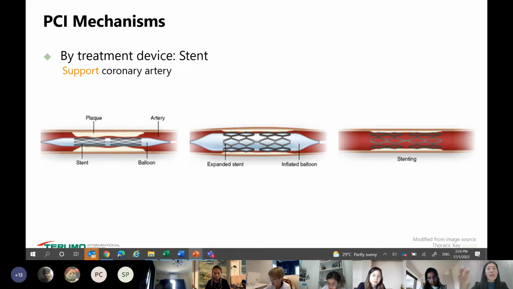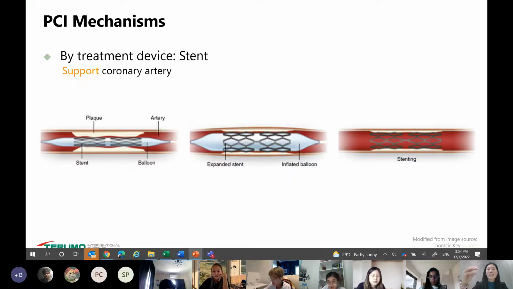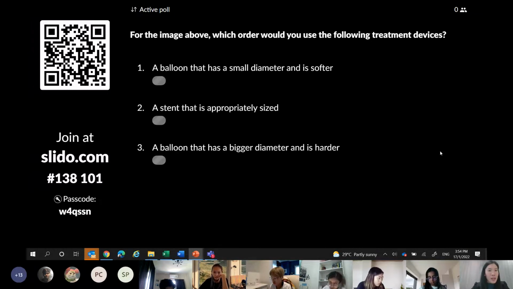by actually using its mechanical property, right? The balloon works by dissection, stretching, or compression. But once it's done, I will actually remove it. What happens is sometimes the lesion is soft, you compress it, right? But it can come back. So stenting basically has this mechanical metal structure that keeps it open. And I don't have an image here.